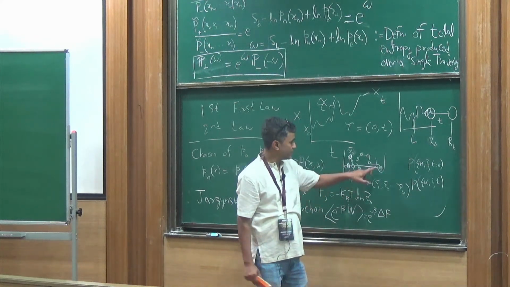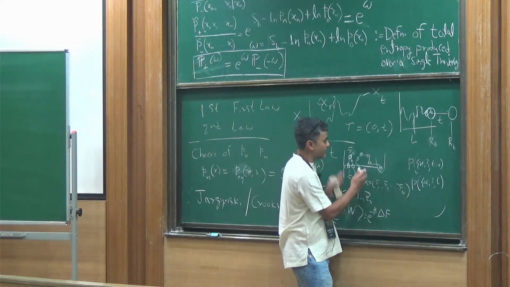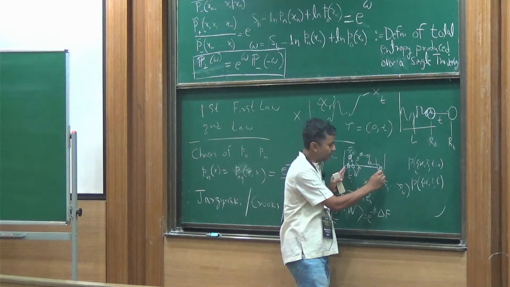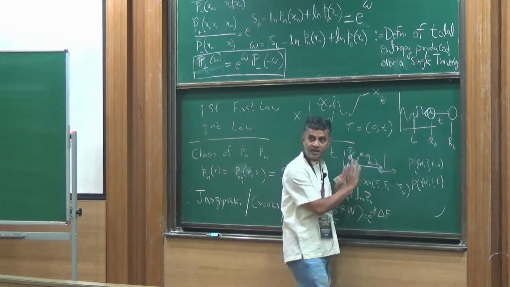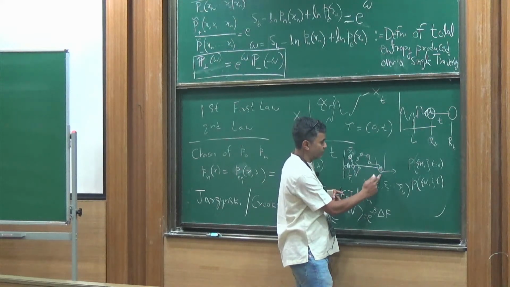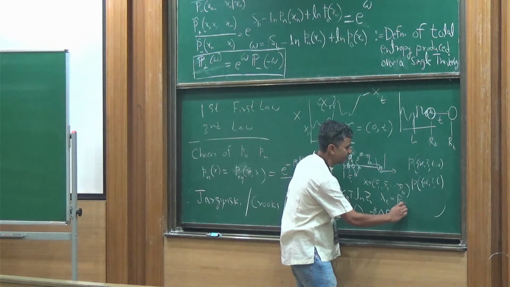Now I can control this polymer by some external parameter, which might be that I hold the end of the polymer in a trap, and I can move this trap. So that is like my lambda of t. The center of the trap is really lambda of t, the position of the trap.